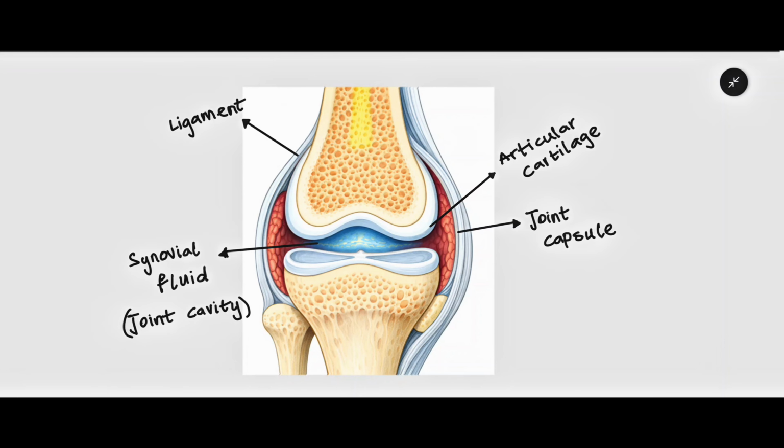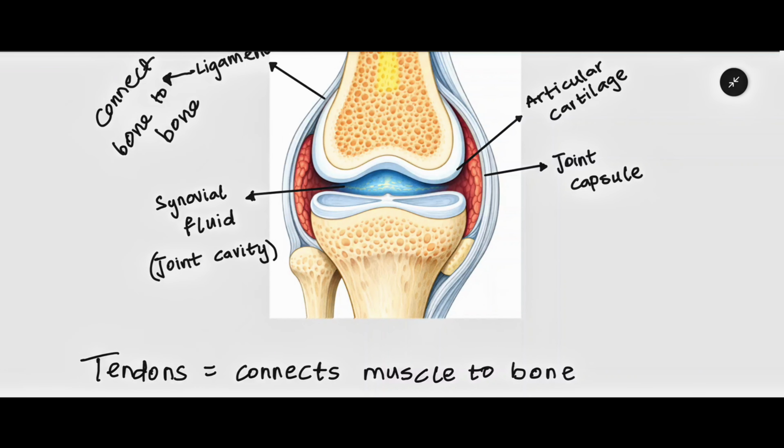In a synovial joint, we have a joint cavity which contains synovial fluid, and synovial fluid is really important because it helps to lubricate the joints so that the bones can move smoothly. We also have cartilage, which prevents the bones from rubbing against each other. We have the joint capsule, and we have ligaments. Ligaments connect bone to bone. So that's what ligaments do. And tendons connect muscle to bone.